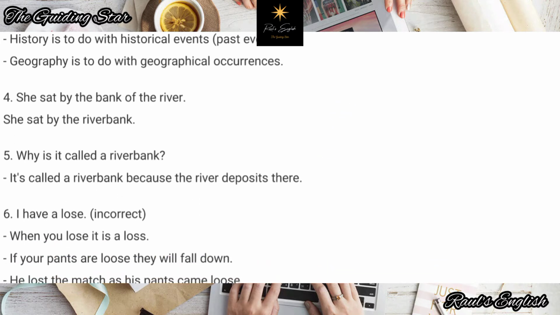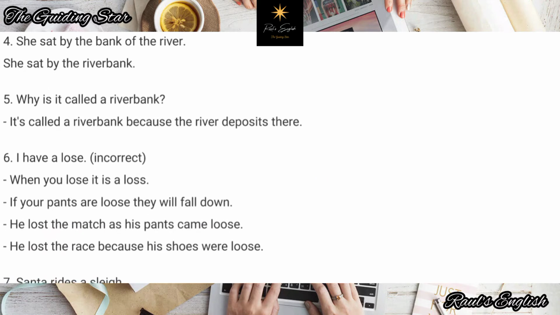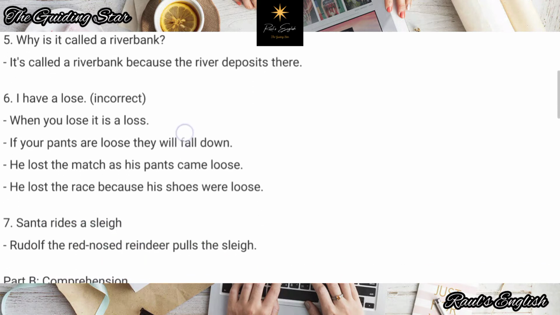Both are correct. Why is it called a river bank? It's called a river bank because the river deposits there on its sides. What does it deposit? It deposits sediments, nutrients, flora and fauna which it has carried from upriver. It deposits sand and silt onto the banks, onto its sides. Hence river bank. Like in a bank you deposit money and other currencies, the river deposits things on its side, hence a river bank.